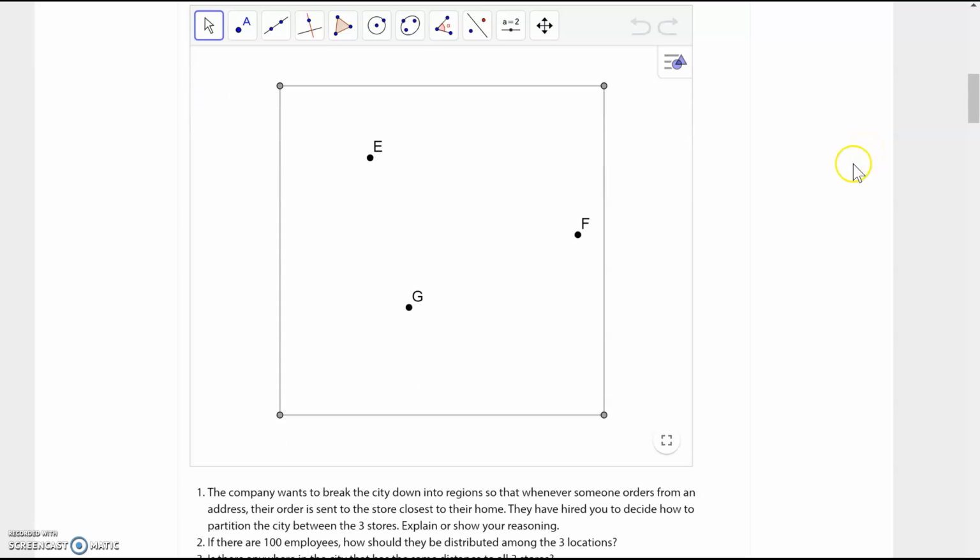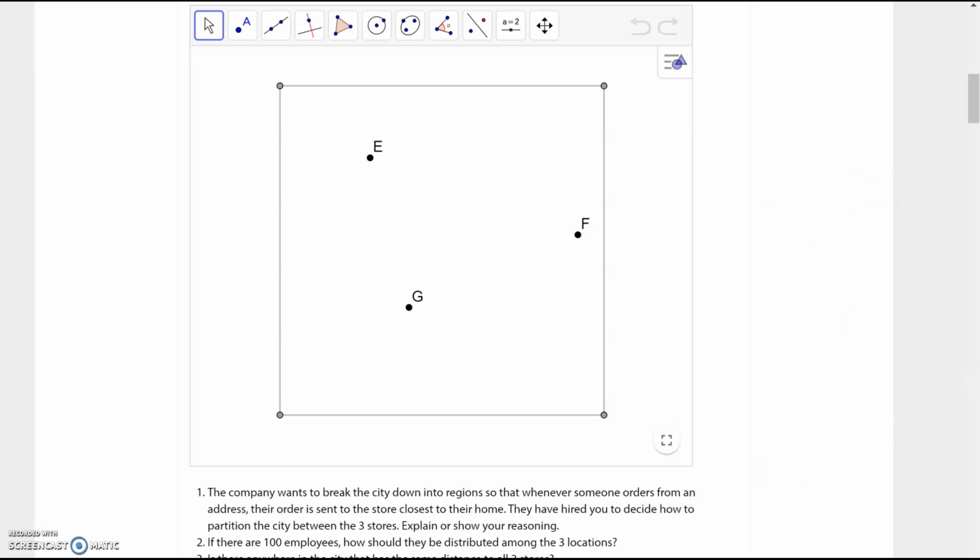But number one, the company wants to break the city down into regions so that whenever someone orders from an address, their order is sent to the store closest to their home. They've hired you to decide how to partition the city between the three stores, and we're going to explain or show our reasoning. So we want to split this square up into three separate areas so that everybody that's closest to store E will get their items from store E.